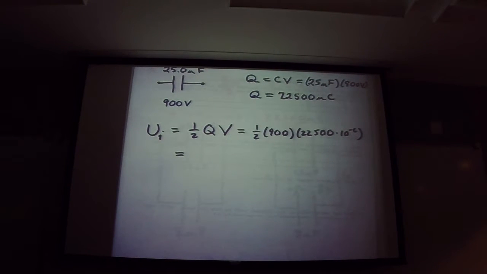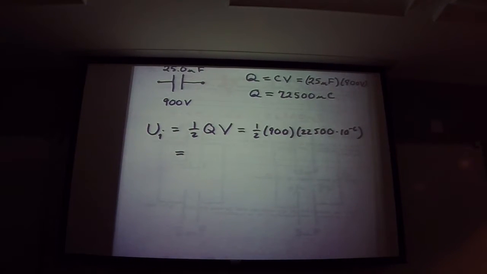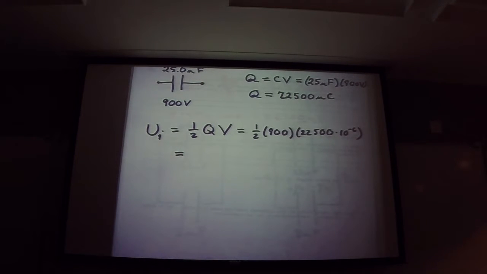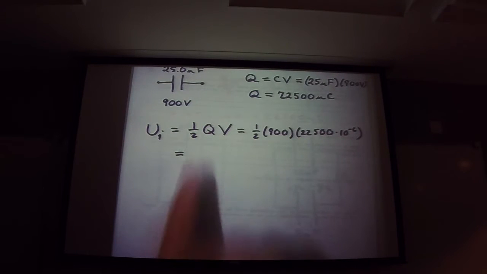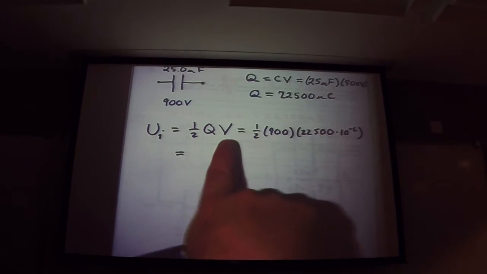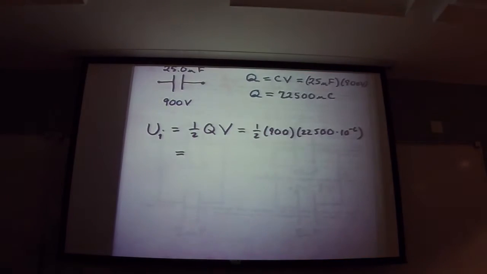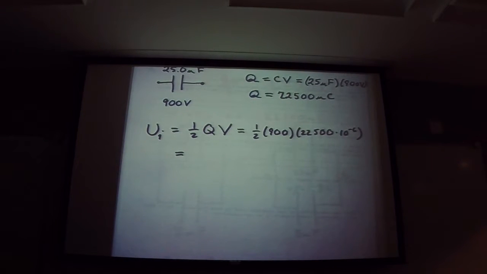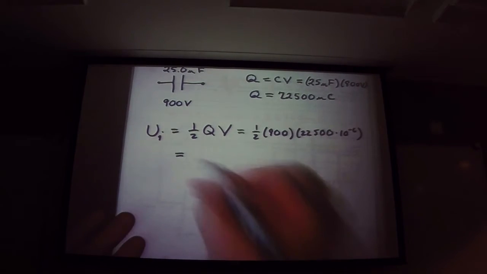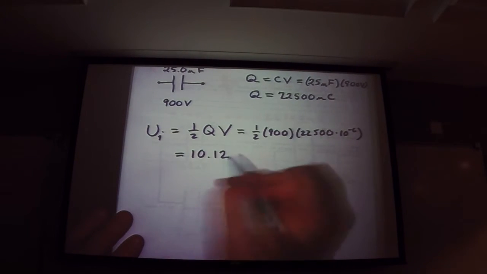That's just the V squared, or? Not in this one. It's 1/2 CV squared, and 1/2 Q squared over C. But this is the regular QV. That's why I like remembering this one. I don't have to worry, and then I can always plug in with my capacitance definition for the other ones. 10.12. Yeah, and that's just joules.